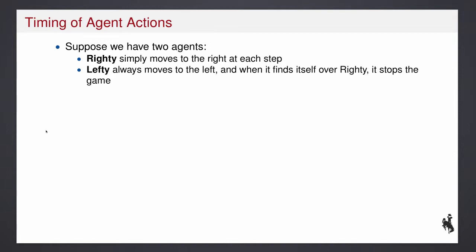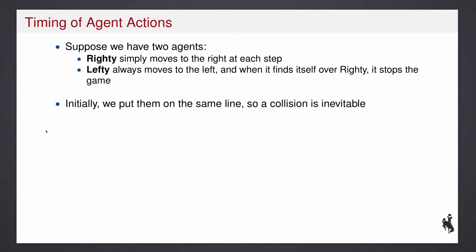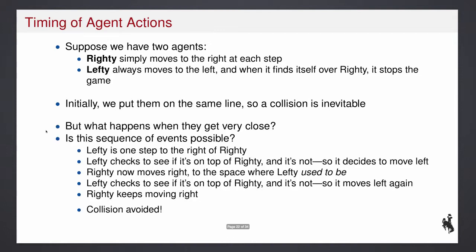done. Now, the question is, if we put them on the same line, they're going to collide, okay? They're going to be coming along, boom, it's going to have a collision. That means that Lefty should at some point find itself over Righty and stop the game. Maybe, right?